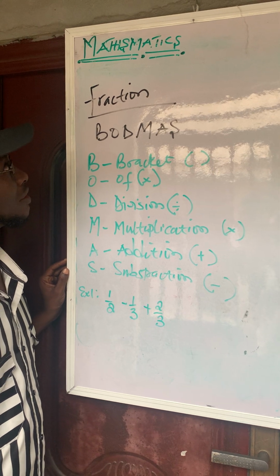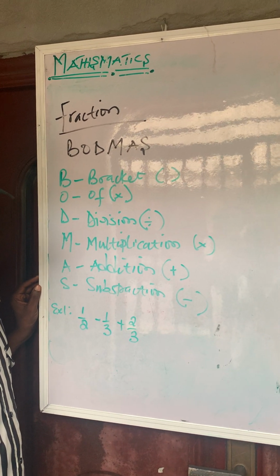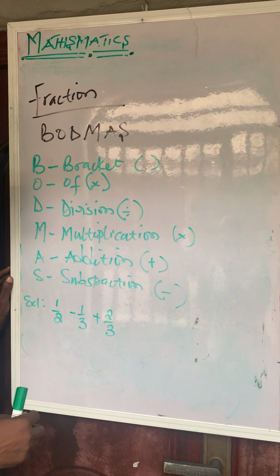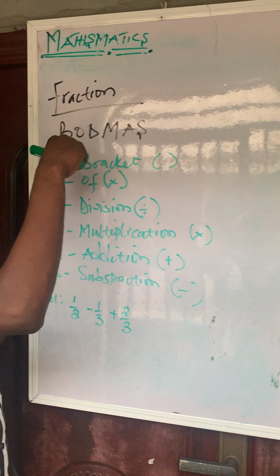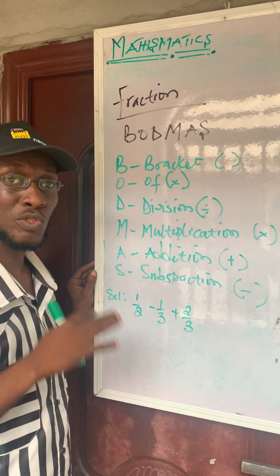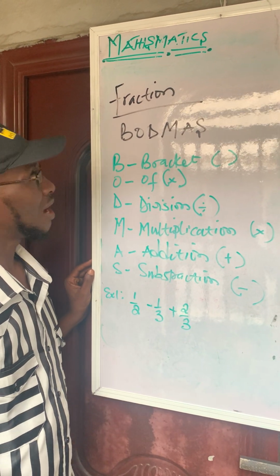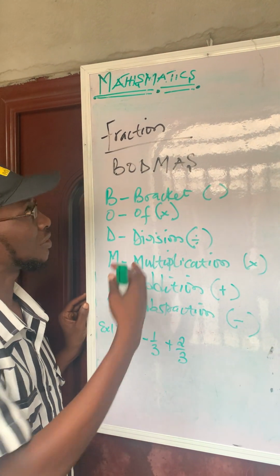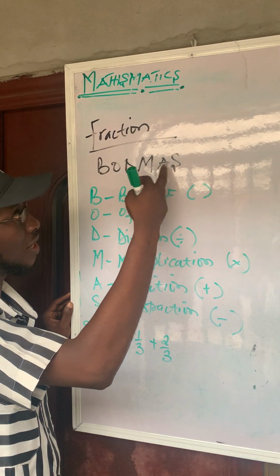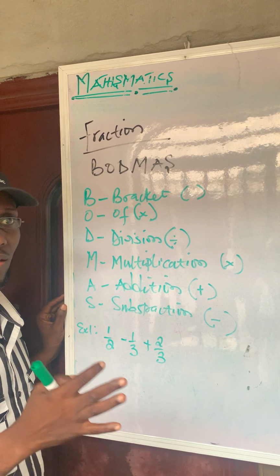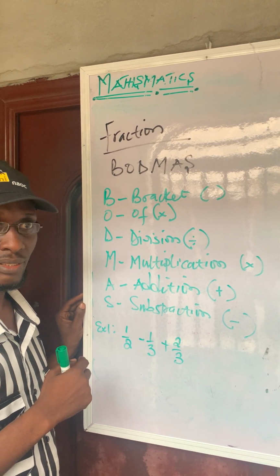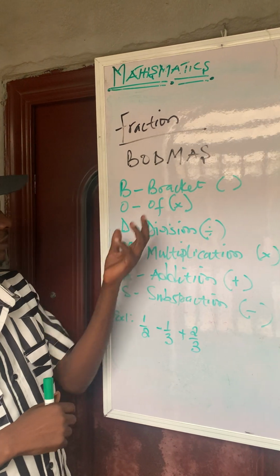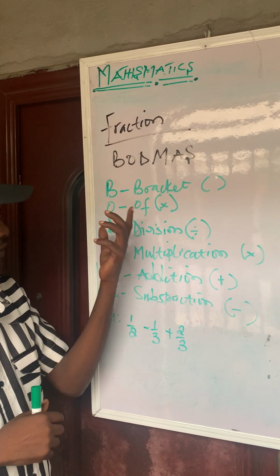Please, what I'm trying to tell you is that anytime you want to solve a problem concerning fraction, look at the fraction. If you have brackets, if you have anything inside brackets, make sure you solve the one inside the bracket first. And if you see off, before coming to division. If you see a fraction that contains addition and subtraction, please do the addition first. Okay, so you can see that B is for bracket, O for off, and all that.